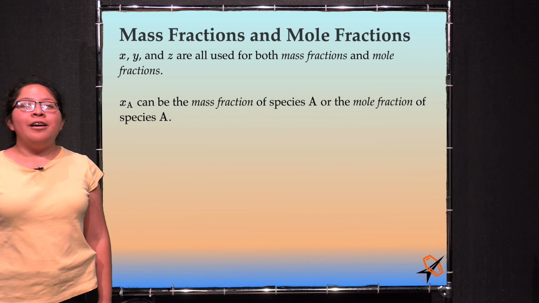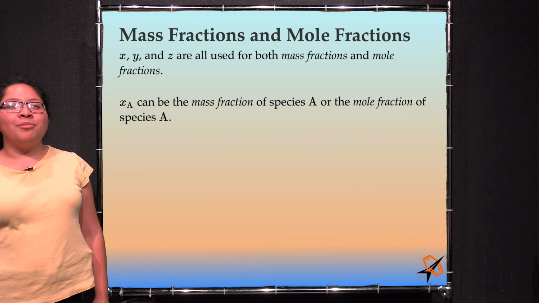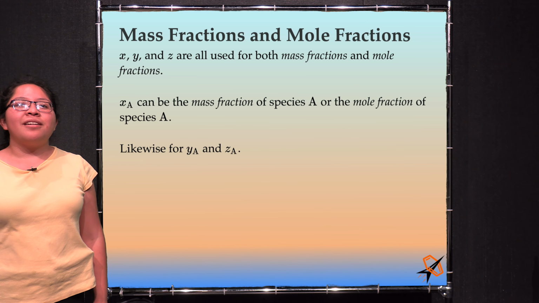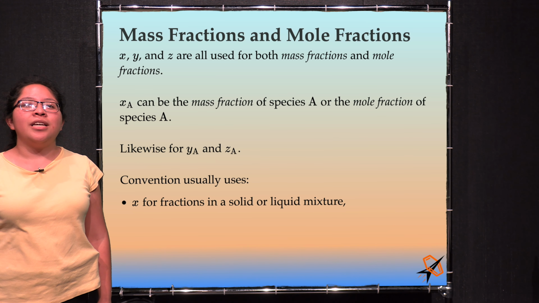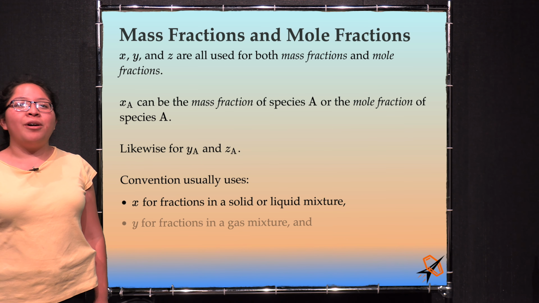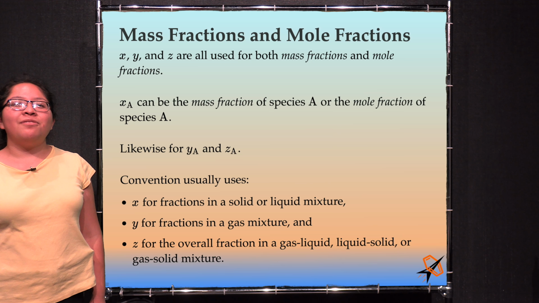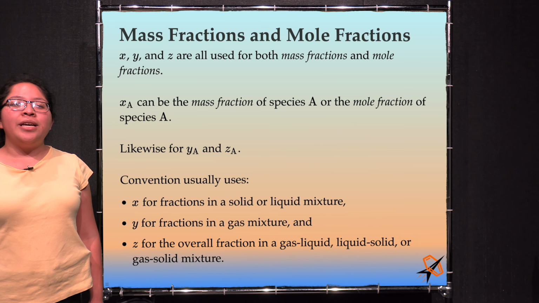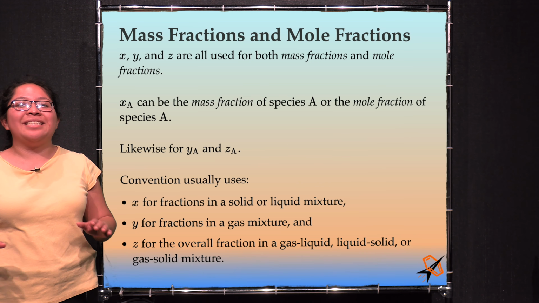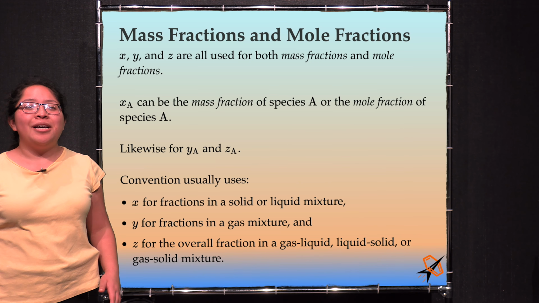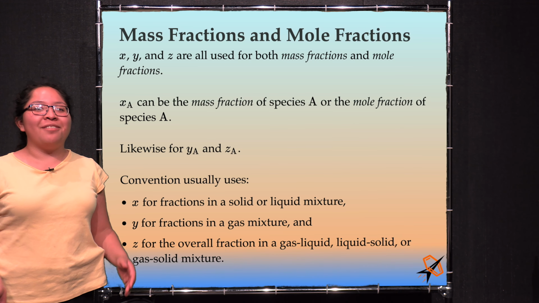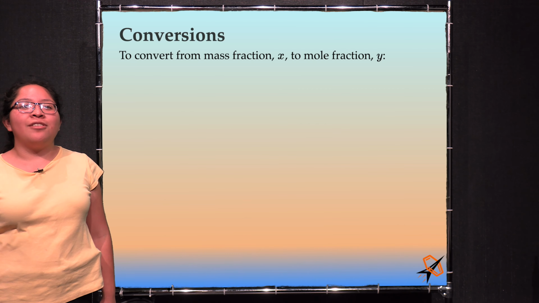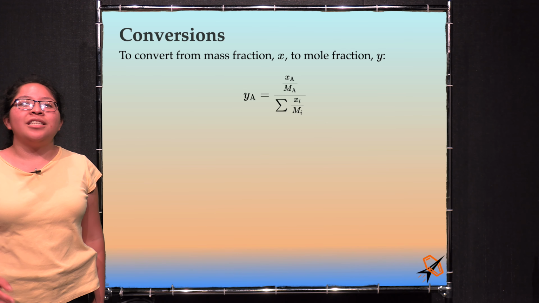X sub A can be the mass fraction of species A or the mole fraction of species A. Likewise for Y sub A and Z sub A. Convention usually uses X for fractions in a solid or liquid mixture, Y for fractions in a gas mixture, and Z for the overall fraction in a gas-liquid, liquid-solid, or gas-solid mixture. It would be nice if we had different distinct symbols for these 6 different fractions, but we don't. We simply run out of variables in engineering. You have been warned.